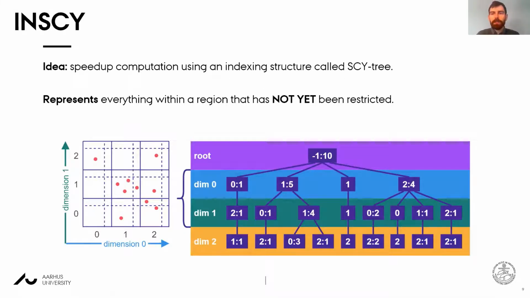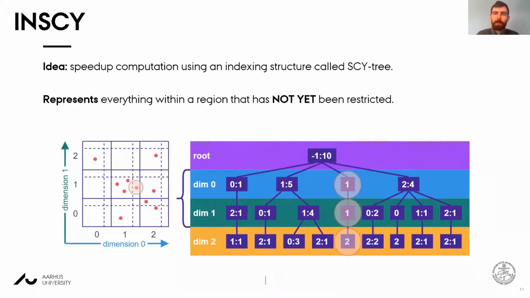InSky speeds up computation by using an indexing structure called the sky tree. The sky tree represents everything within a region that has not yet been restricted. The sky tree is organized in layers with one layer per not yet restricted dimension and a node for each cell on that dimension. Each node contains the cell number and the count of points within that cell. If there exists a point within the border of that cell, we construct an S-connector path starting from that dimension and containing the associated cell numbers.